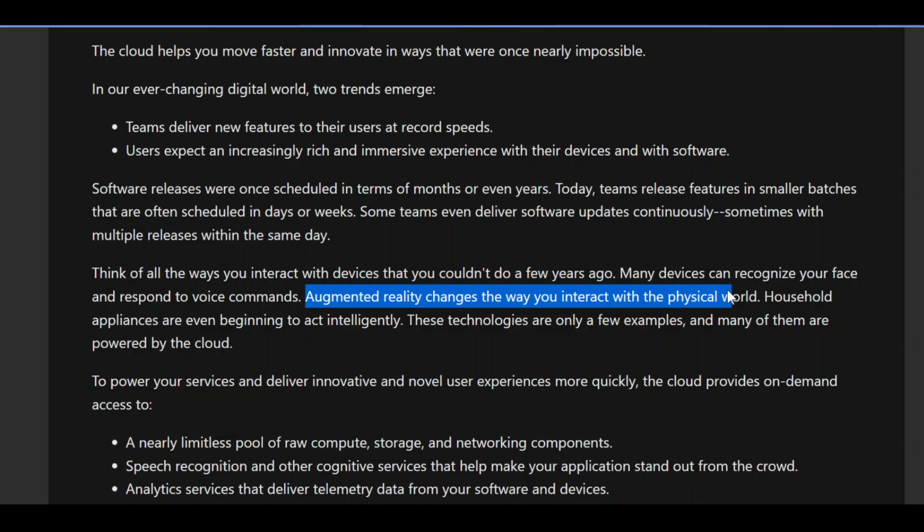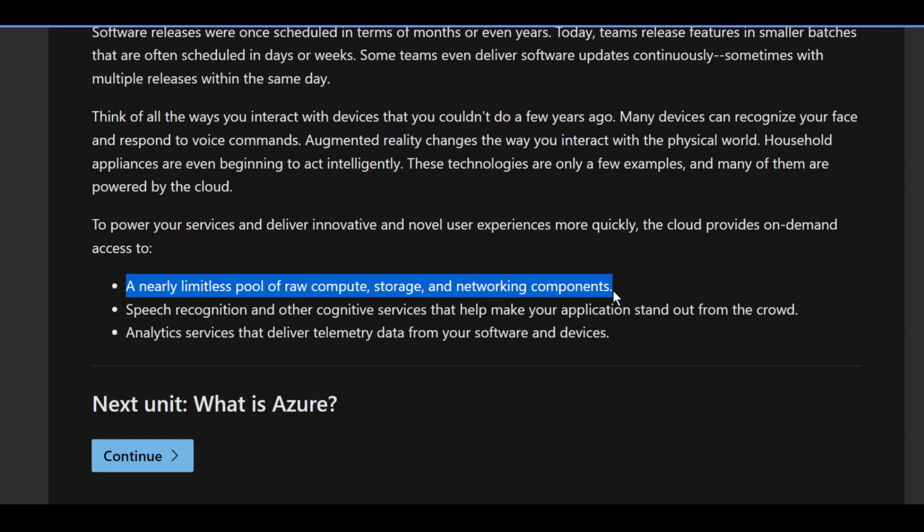To power your services and deliver innovative and novel user experiences more quickly, the cloud provides on-demand access to a nearly limitless pool of raw compute, storage, and networking components, speech recognition, and other cognitive services that help you make your application stand out from the crowd, analytics services that deliver telemetry data from your software and devices.